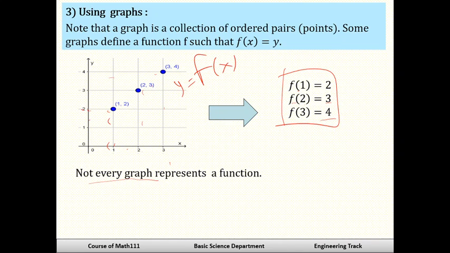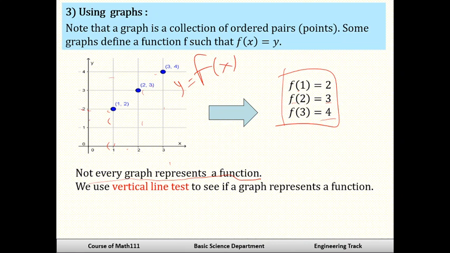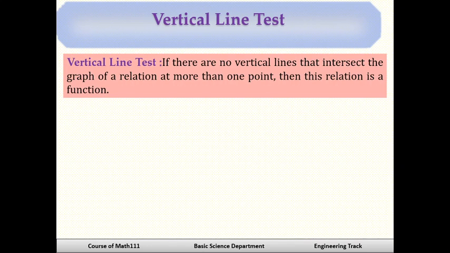No, not every graph represents a function. So how will we check it? We will check it by using the vertical line test. So what is the vertical line test? The vertical line test is this. If there are no vertical lines that intersect the graph at more than one point, then this relation is a function.